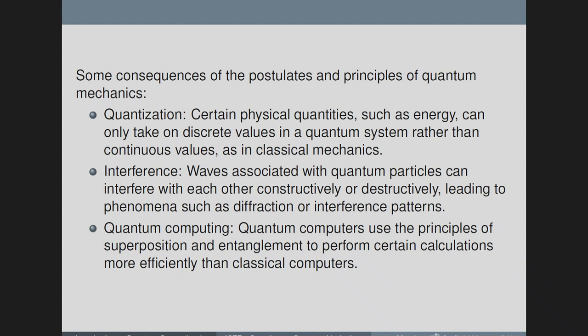Then obviously, as consequences of these postulates and principles, for example, you have quantization. So certain physical properties have discrete energy levels, right? That is not very obvious from classical mechanics, where you have rather continuous values, right? Your function is continuous in classical mechanics, for example.